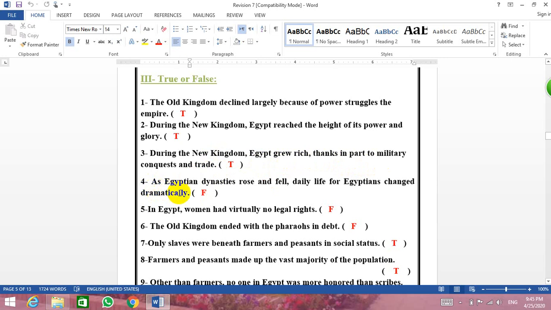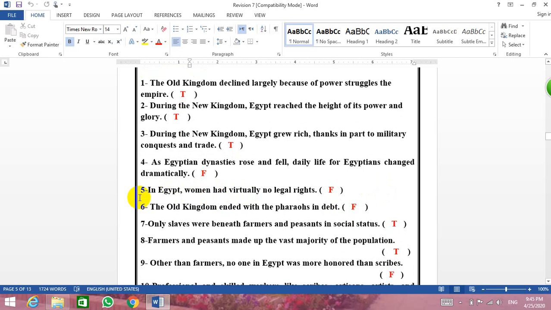Number 4. As Egyptian dynasties rose and fell, daily life for Egyptians changed dramatically. No, that one is false. Number 5. In Egypt, women had virtually no legal rights. No, that one is false. They had their legal rights. Number 6. The Old Kingdom ended with the pharaohs in debt. No, that one is false.